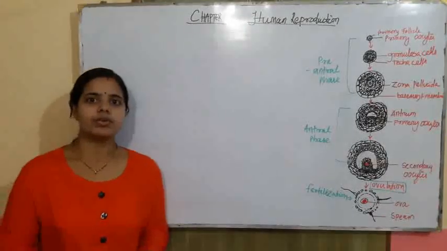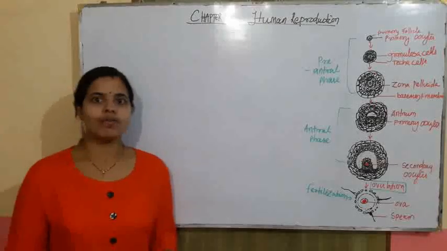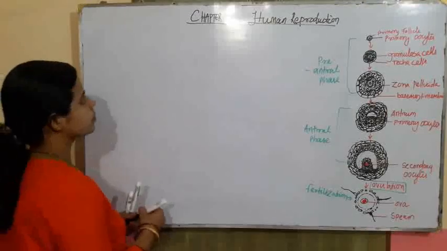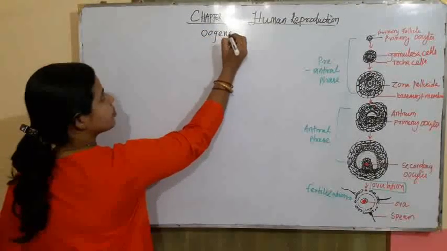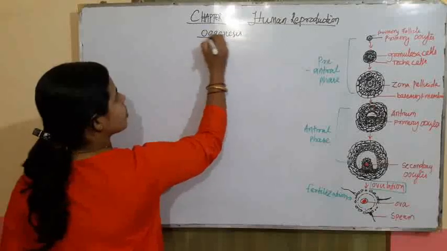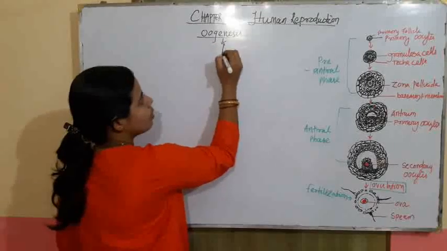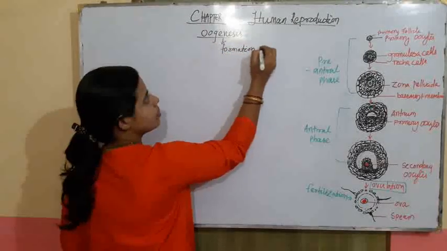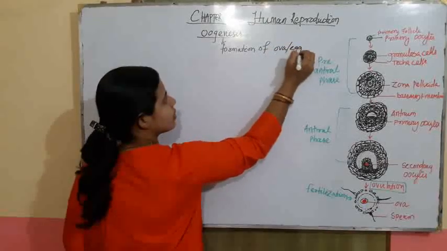In this video we will discuss the next process of gametogenesis, that is oogenesis. Oogenesis is the process of formation of ova, or you can say egg cells.